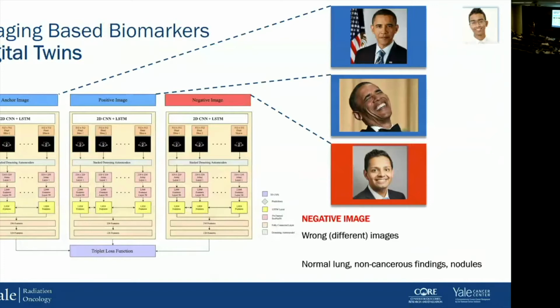And so the negative image is a wrong and different image. What we used for the wrong images were normal lung, non-cancer findings, and not benign nodules. And we did it in a staged format to make sure that it was learning the easy stuff first and then the hard stuff later on.